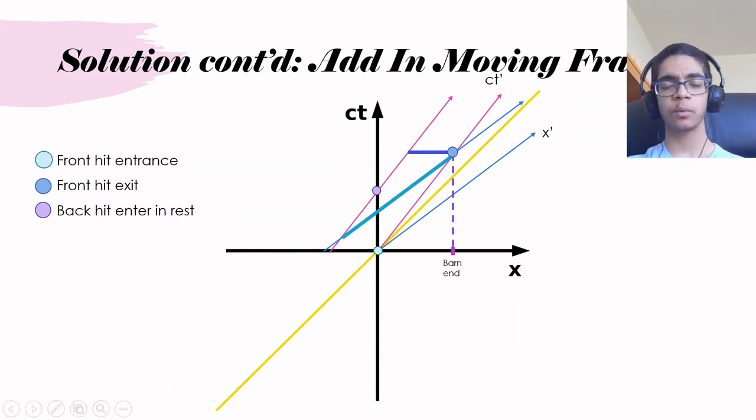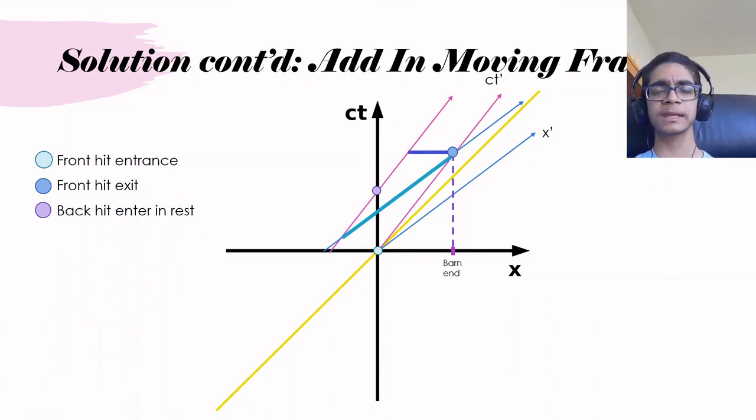So what else can we do? How do we get this additional perspective? Well, remember that in both frames, the front hitting the entrance is going to be, again, at the origin of the CT versus x, so that's fine. And the front hitting the exit is still going to be along the CT prime axis, because it's still going to be at x prime equals 0, because that's what we've defined the front of the ladder to be.